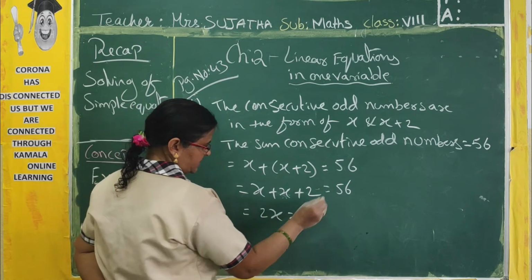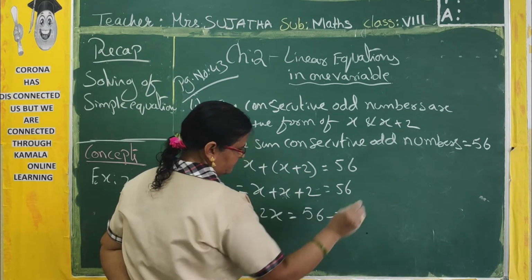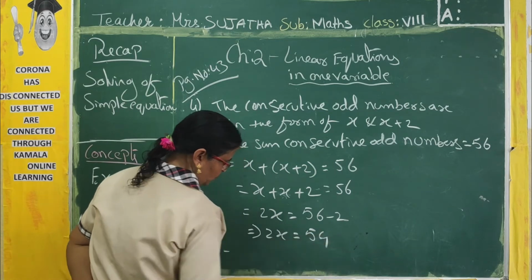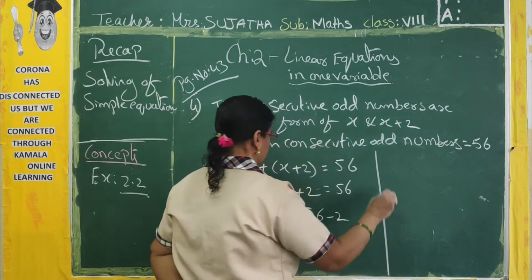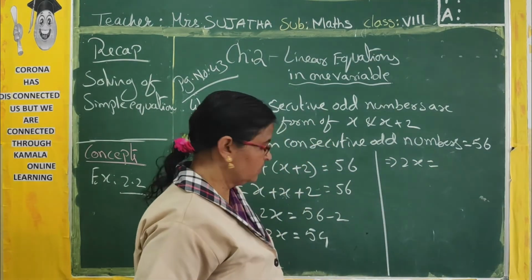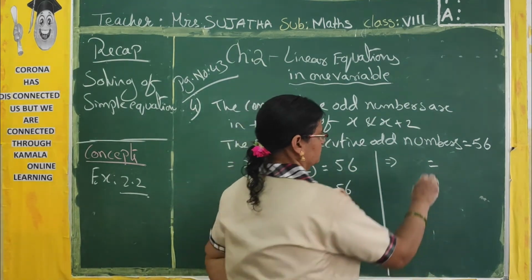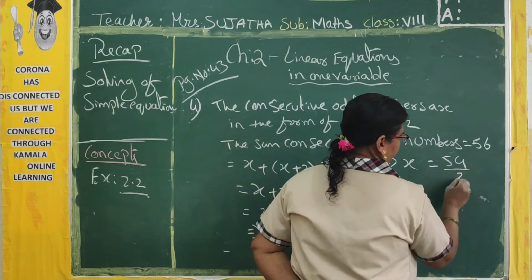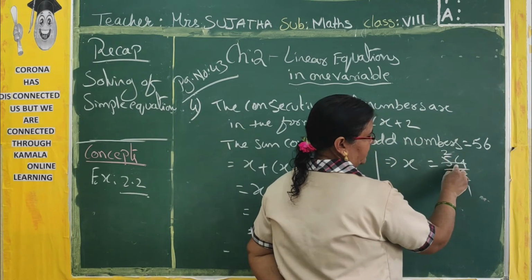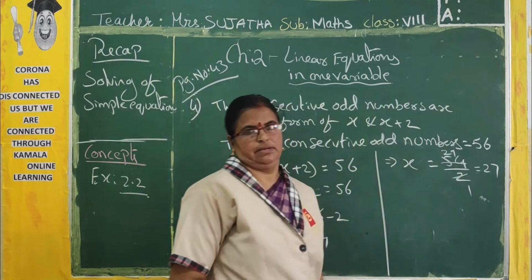That is 2x plus 2 is equal to 56. This plus 2 will go to that side and become minus 2. It implies 2x is equal to 54. Now x is equal to 54 by 2. 2 twos are 4, 1 carry, 14, 2 sevens are 14. So x is 27.